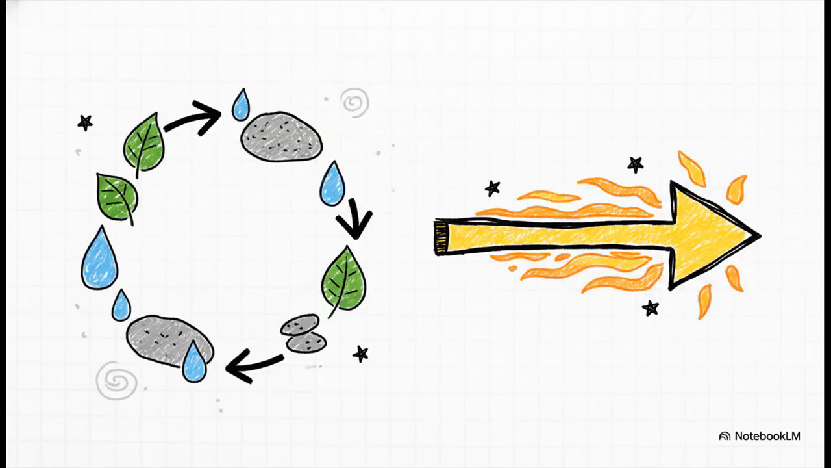So if you remember absolutely only one thing from this entire explainer, make it this. In any ecosystem, matter loops infinitely while energy flows continuously in a single direction. Say it with me. Matter cycles, energy flows.